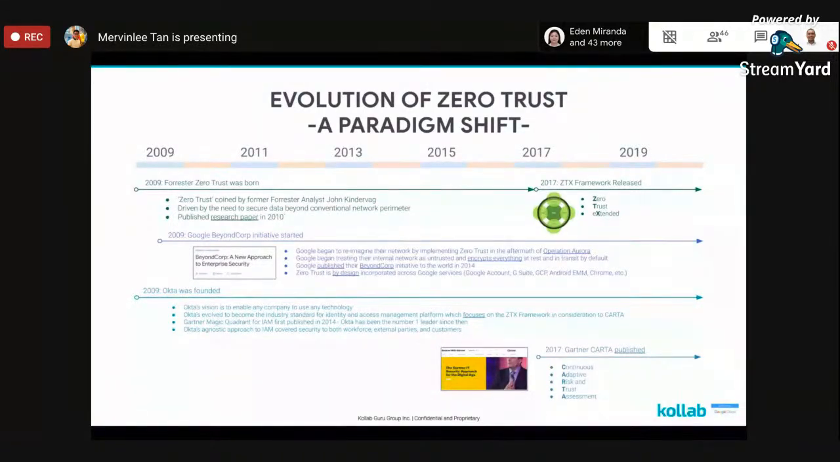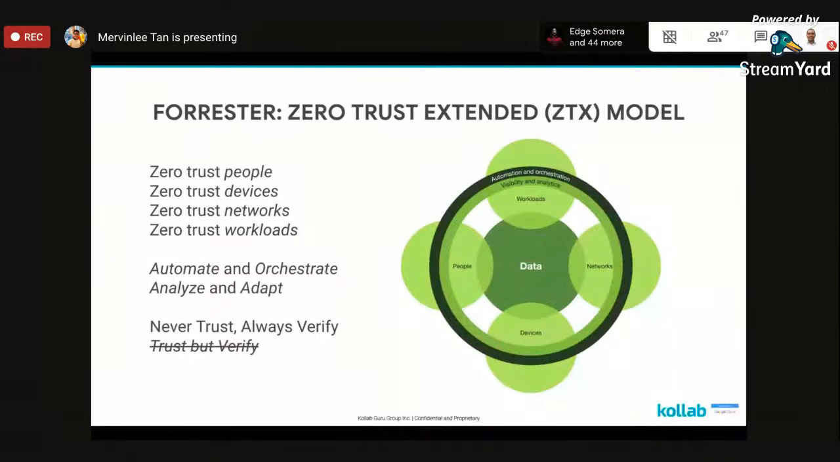So what is the zero trust framework, right? This is the zero trust extended model by Forrester. Gartner tried to create something called CARTA. It's something similar, but typically we try to stick with the baseline one. They added some fluff over the zero trust model just to convert the names into something else. So for the sake of discussion, let's focus on the zero trust extended model.